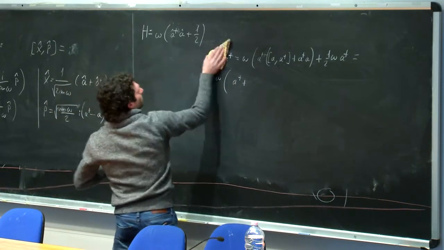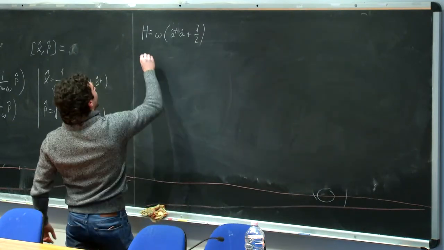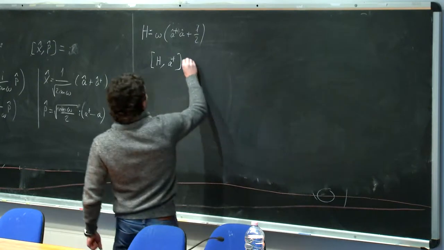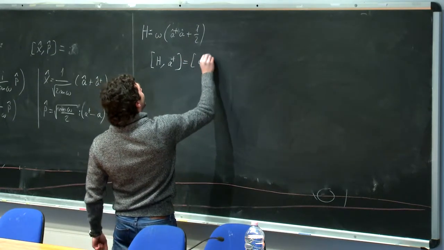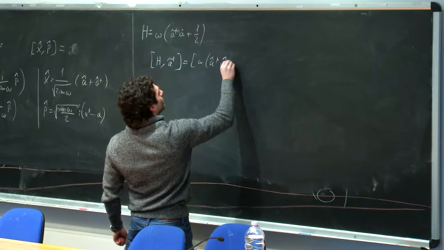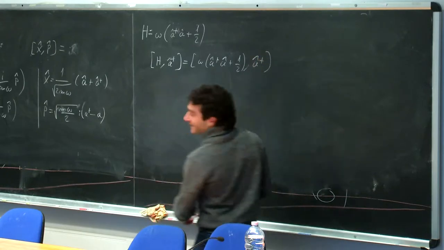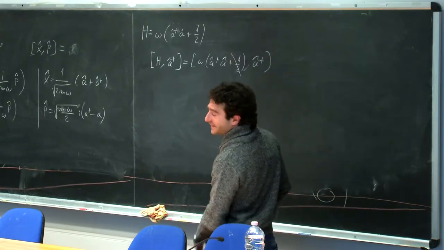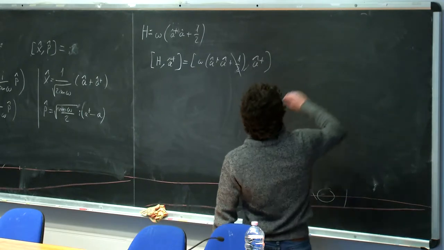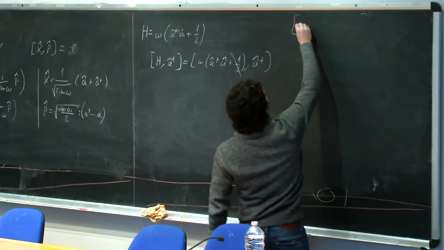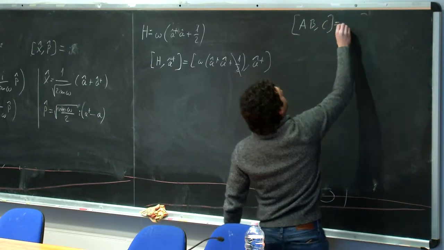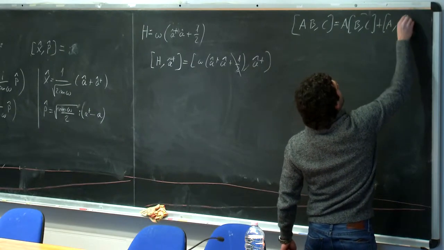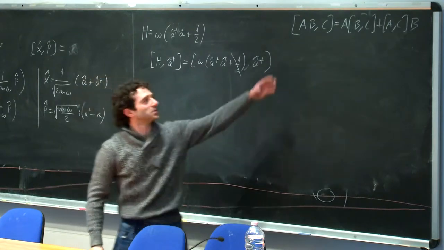You know what? Let's do it in a different way. We want to compute the commutator between H and A dag. Let's do it this way because it's apparently easier. So let's write the Hamiltonian. The Hamiltonian is omega A dag A plus 1/2. Now the commutator between a constant and anything is equal to 0, so it's not important. There is a very well known property of commutators: the commutator between A, B, and C, this is equal to A times the commutator between B and C plus the commutator between A and C times B. Let's use this property here.